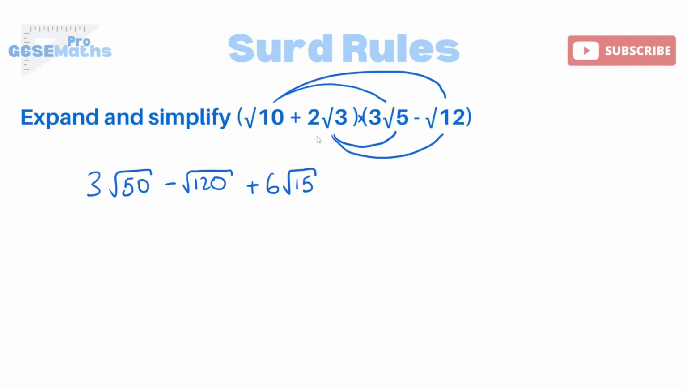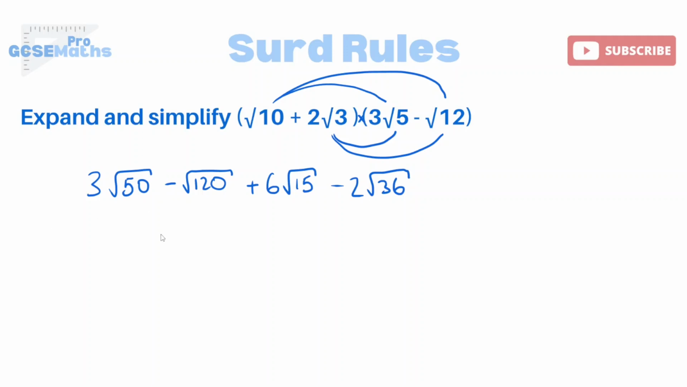And finally, 2 root 3 times minus root 12. So again, you've got a positive and a negative. So overall, that would be a negative. 2 times 1 is just 2 on the outside, and then inside the square root symbol, 3 times 12 is 36. Right, so we expanded everything. Again, we've ended up with 4 terms, so we know we're not missing anything.